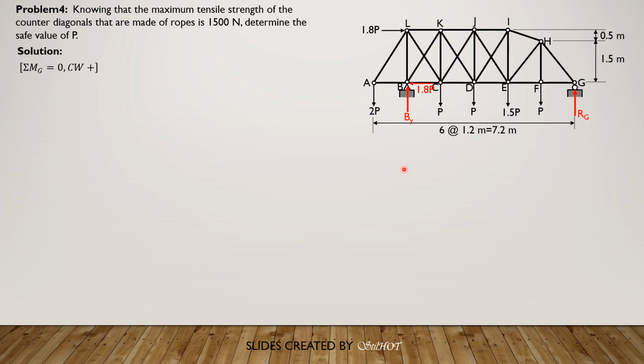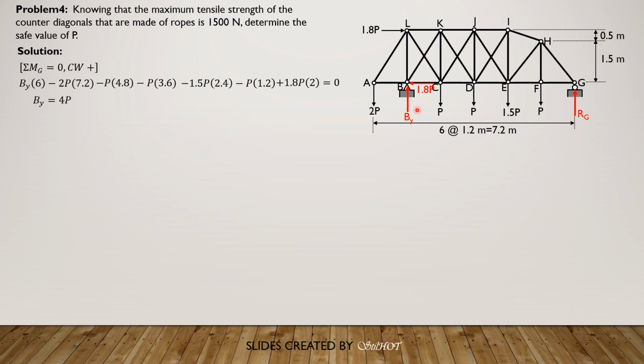This one is not involved. So By times 6, at 1.2 meters, so this is 5 times 1.2, so 6. By times 6, then minus 2p times 7.2, minus p times 4.8, minus p times 3.6, minus 1.5p times 2.4, minus p times 1.2, plus 1.8p times 2 equals 0. So solving for By in terms of P, By is equal to 4p.